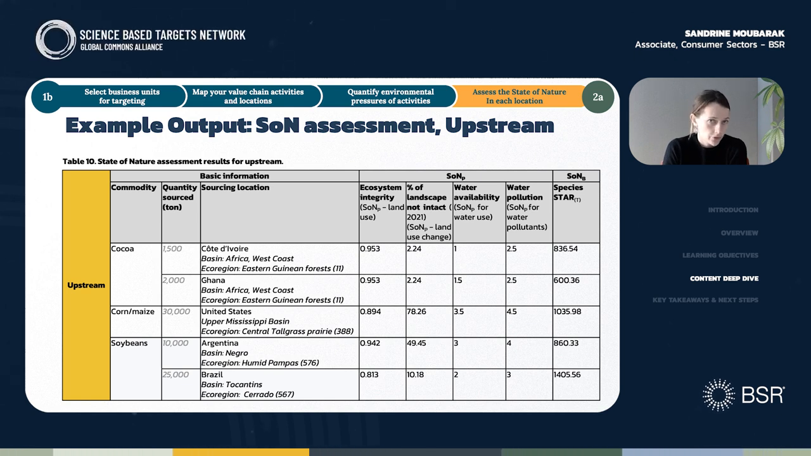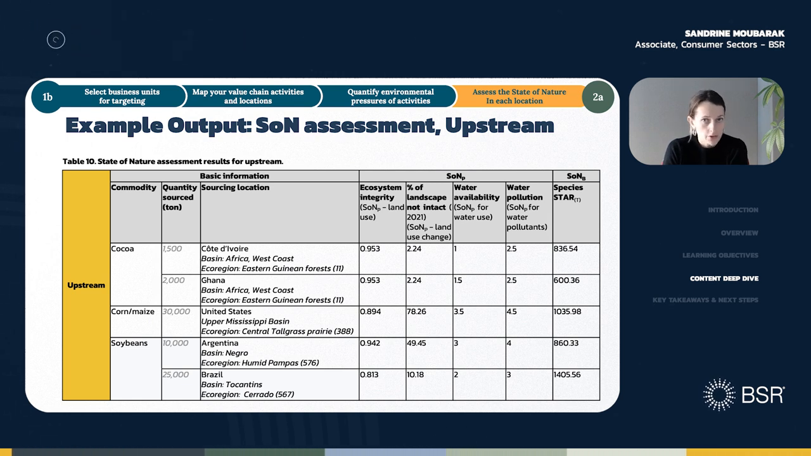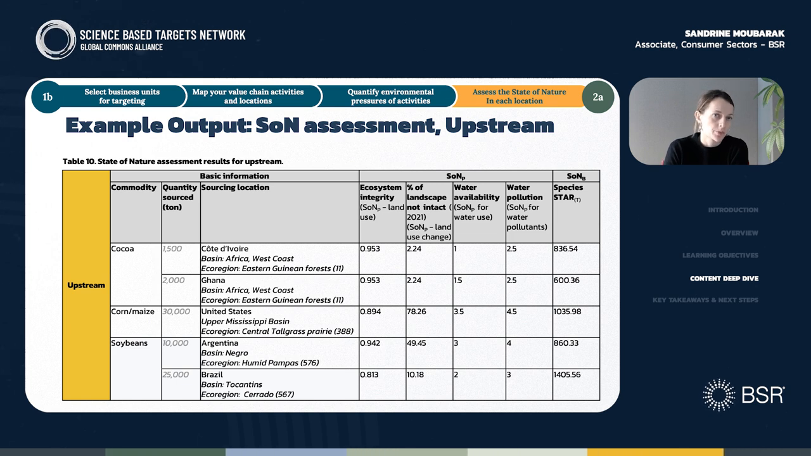Finally, let's look at biodiversity. For the START dataset, the company took the median score of all species START scores within each country to determine upstream states.